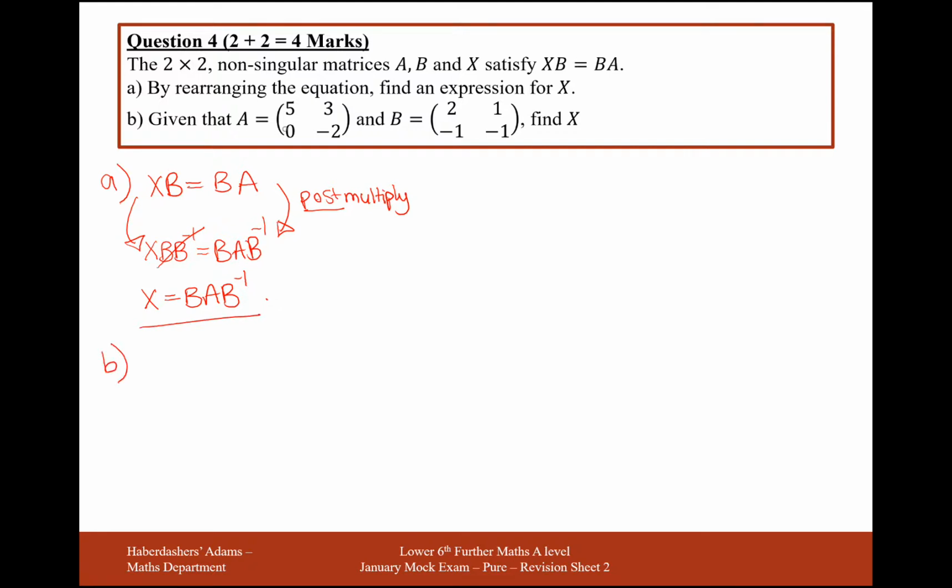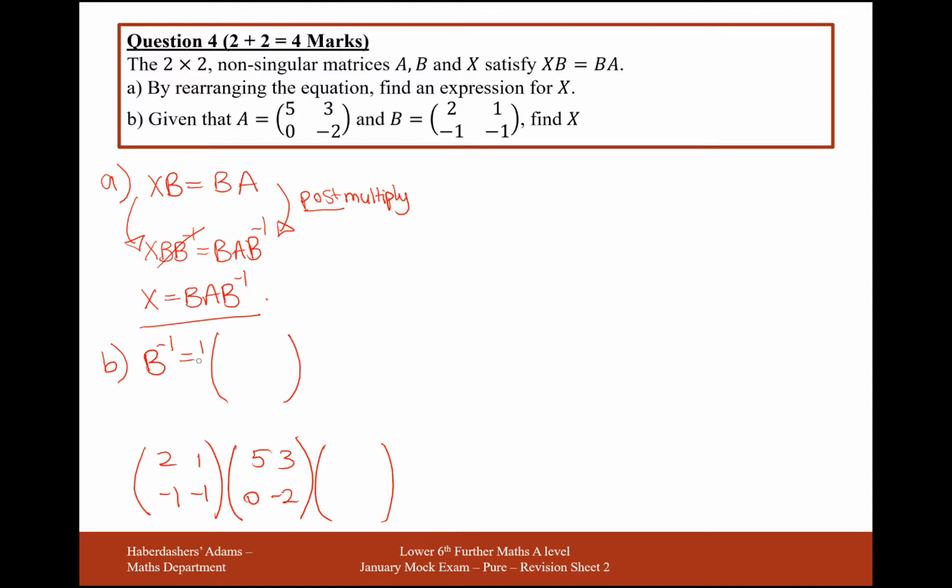Part B, given that A equals (5, 3, 0, minus 2) and B equals (2, 1, minus 1, minus 1), find X. Okay, so eventually we're going to want matrix B, (2, 1, minus 1, minus 1), times by A, (5, 3, 0, minus 2), and then times by the inverse of B. So let's go ahead and work out B inverse first.